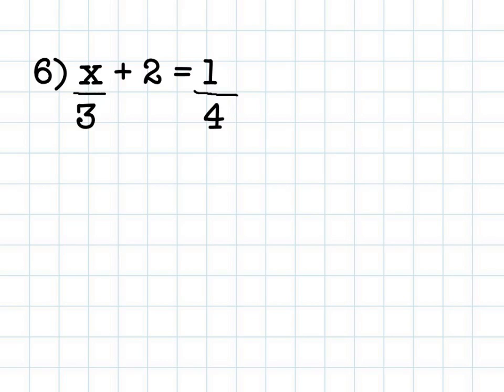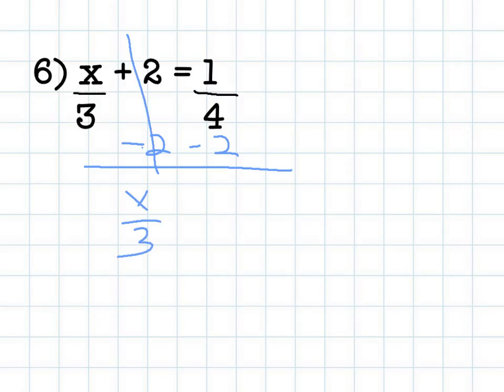Okay. Now this problem has 2 steps involved. It has division and it has addition. Remember, you're going to get rid of your addition first. So we undo addition by doing subtraction to both sides. They cancel out. You're left with x over 3 equals 1/4 minus 2. Well, we can combine 1/4 minus 2 by borrowing here, make this 1, and make this 4 over 4.